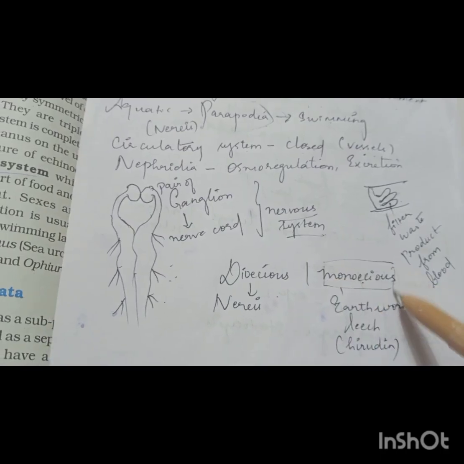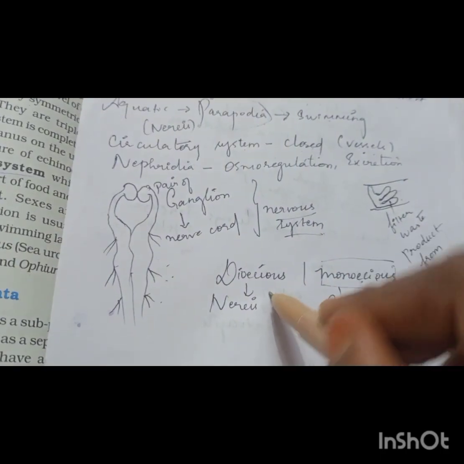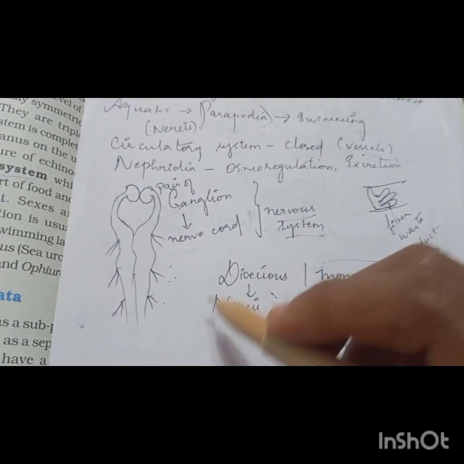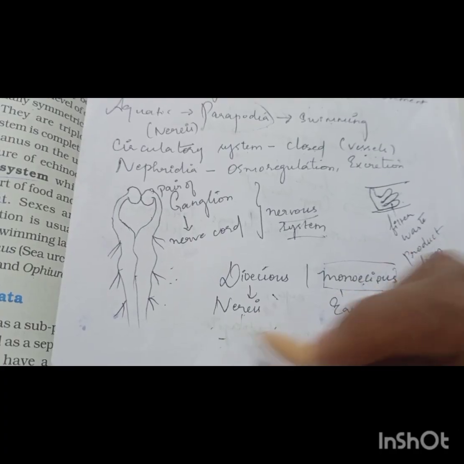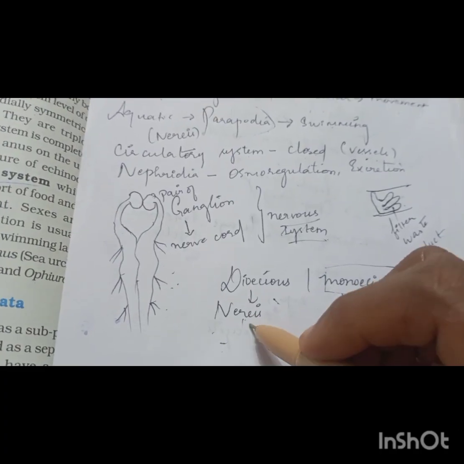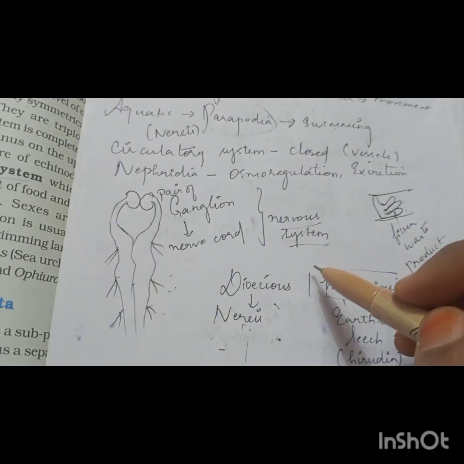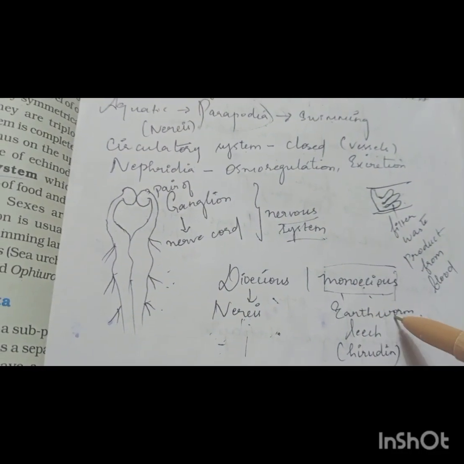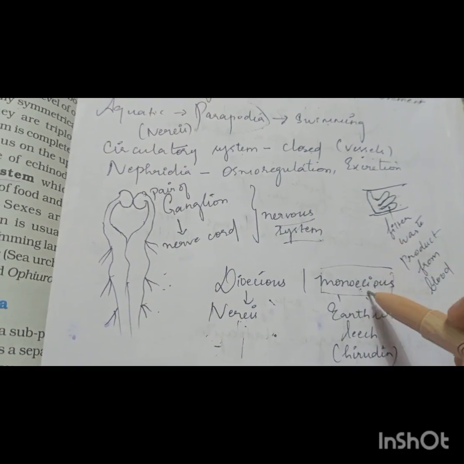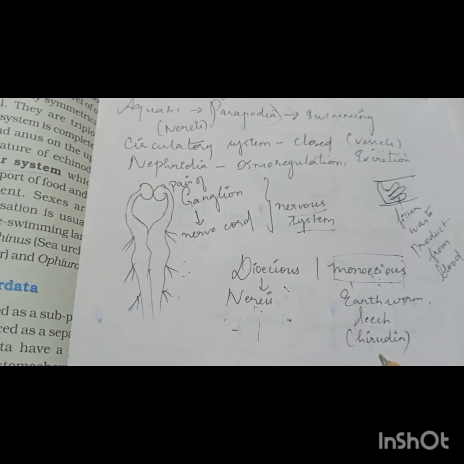So this term you are coming across for the first time. Dioecious means male and female are found as separate organisms. Monoecious is the other word for hermaphrodite. In the earthworm, both male and female are found in the same organism, just like the leech.